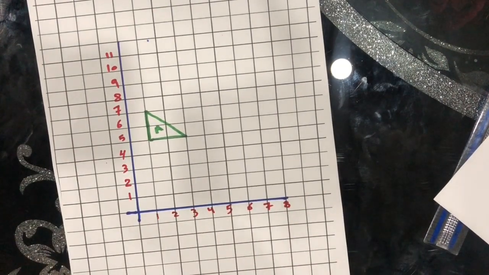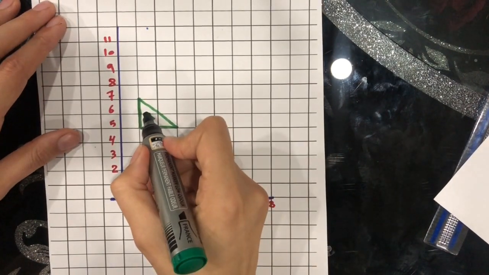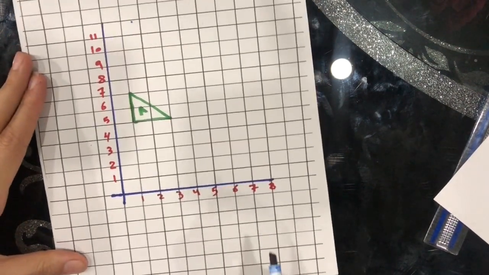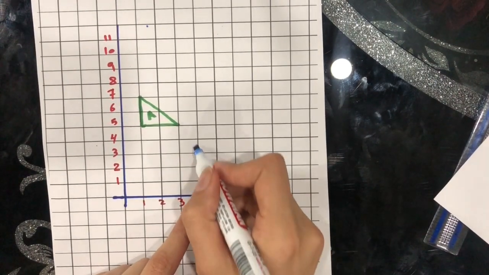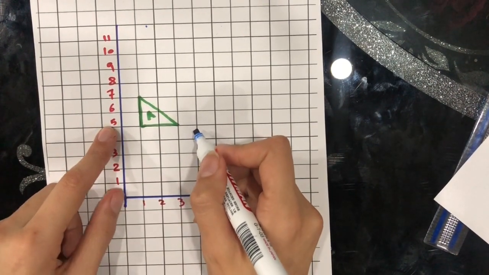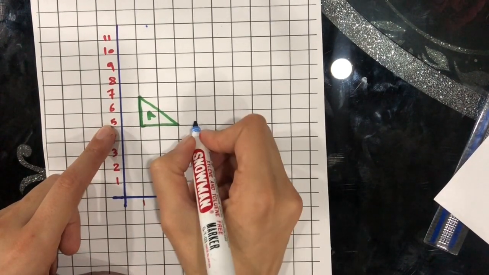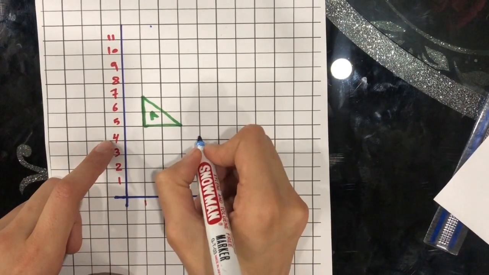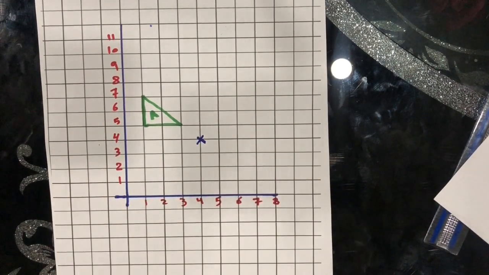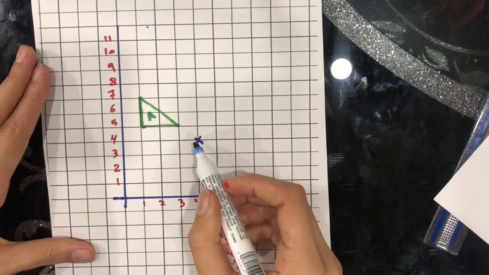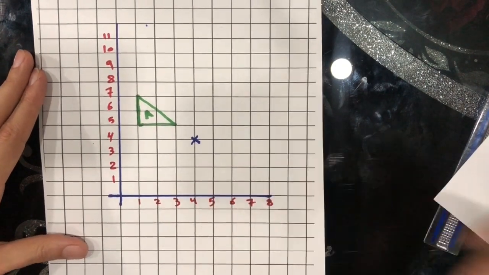This is triangle A. Now I need to rotate triangle A 180 degrees about the point 4, 5. I have coordinates for the center of rotation. It's 4, 5. This is my center of rotation. Let's do 4, 4 here. This is the center of rotation and this is my object.